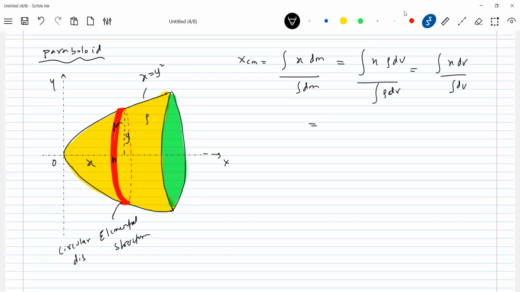What should be the volume of that elemental structure? Pi y square dx. Radius is how much? Y. So pi y square dx. This will be pi y square dx. Pi gets cancelled. So this will be x y square dx over y square dx. We have to integrate.